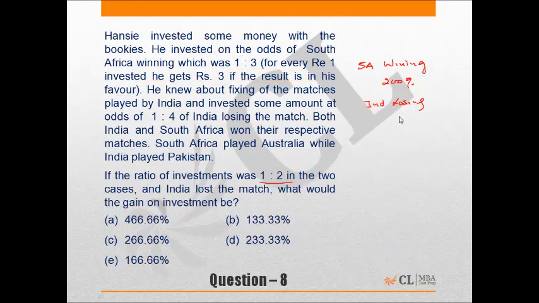In case of India losing, he would have a profit of 300%. And that is what has happened. His ratio of investment is 1:2. So on 1/3 of the investment, which was on South Africa, he has a profit of 200%, and on 2/3 of the investment he's made a profit of 300%.